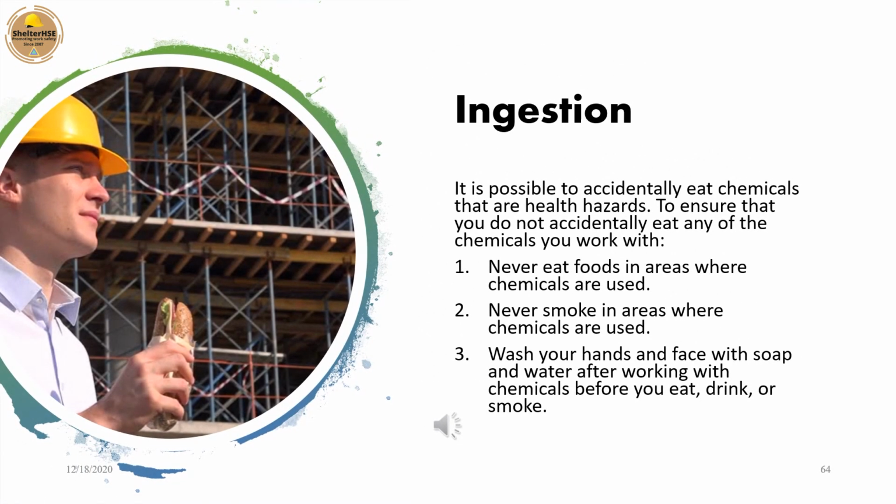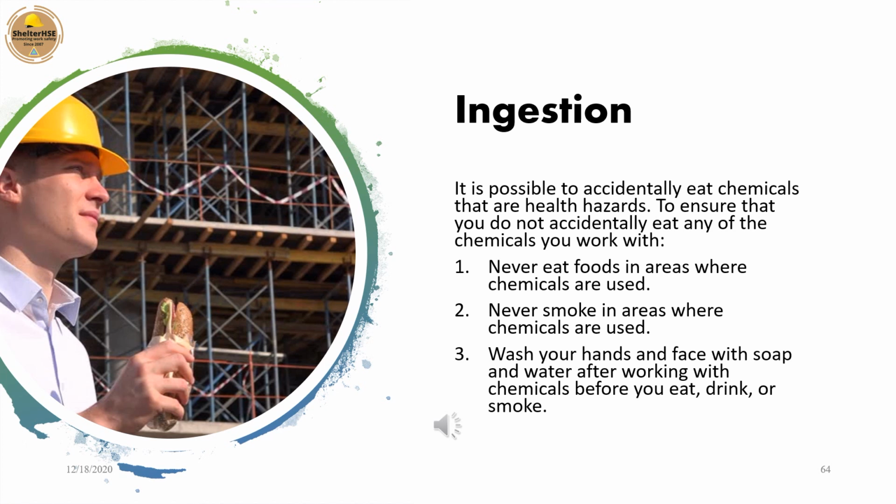It is possible to accidentally eat chemicals that are health hazards. To ensure that you do not accidentally eat any of the chemicals you work with: never eat foods in areas where chemicals are used. Never smoke in areas where chemicals are used. Wash your hands and face with soap and water after working with chemicals, before you eat, drink, or smoke.